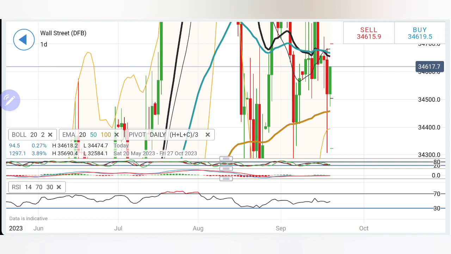Any move beyond the 700, 720 zone should be taken up very seriously. We are looking at a rise beyond those levels, so take your trades accordingly. Trade with the stop loss, trade with the trailing stop loss.